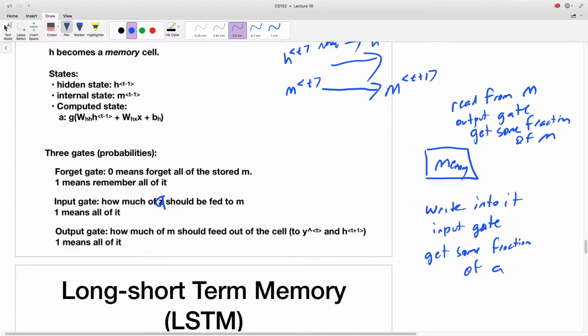Okay? And then a paper later on showed, well, sometimes it'd be nice to have a way to just reset. And so that's why they added the forget gate. There's some argument as to whether a forget gate is actually necessary or not. But the forget gate, think of it as clearing M.